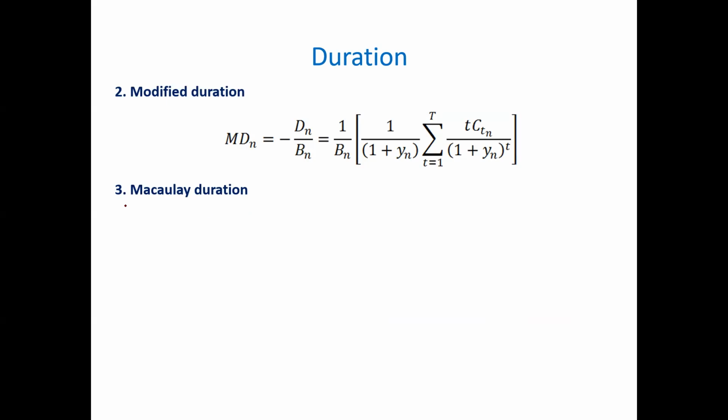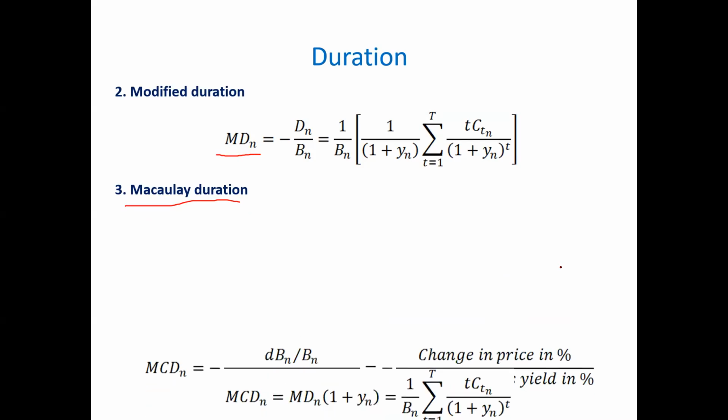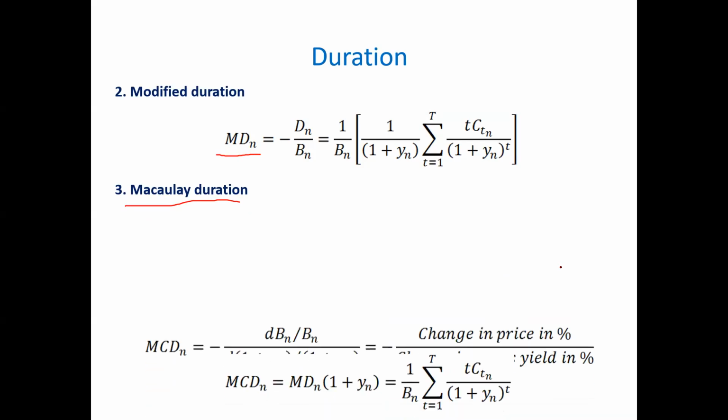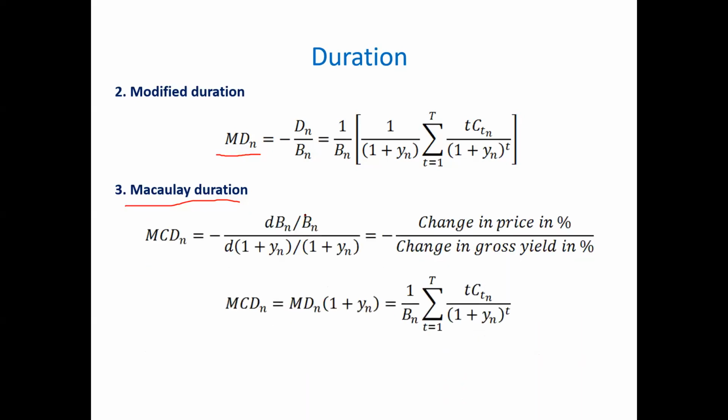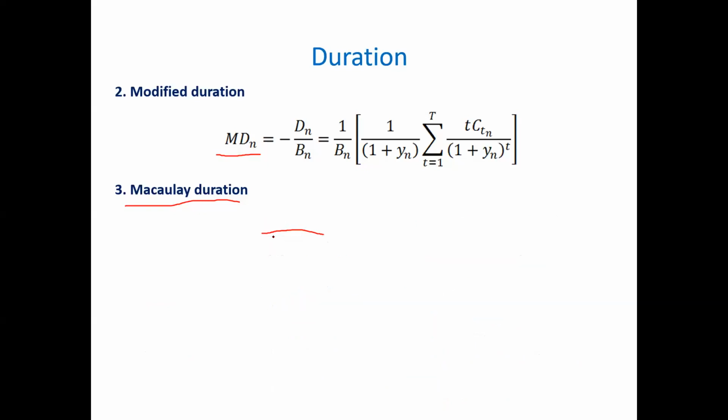In order to calculate Macaulay duration, you use modified duration, and you modify it even more. So let's see what kind of modifications you introduce. The numerator is the same. So we have change in price in relative terms in modified duration. So it's still the numerator.